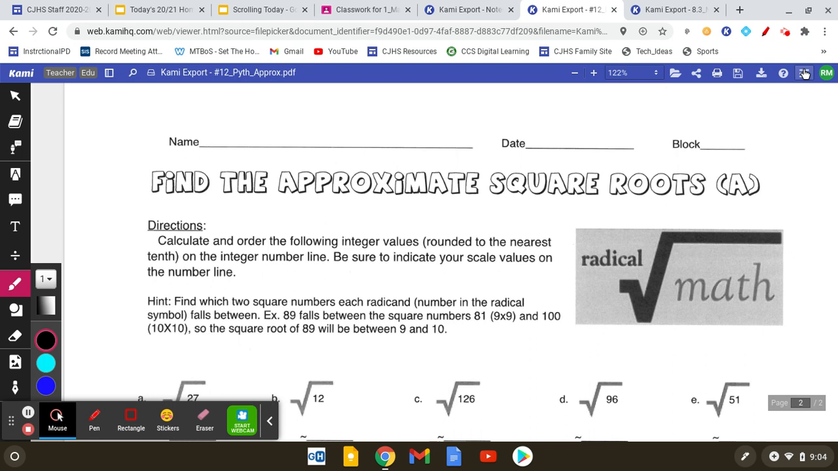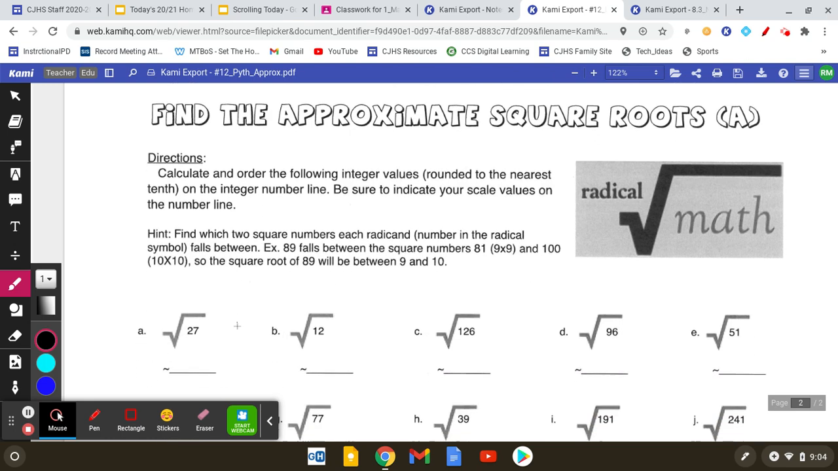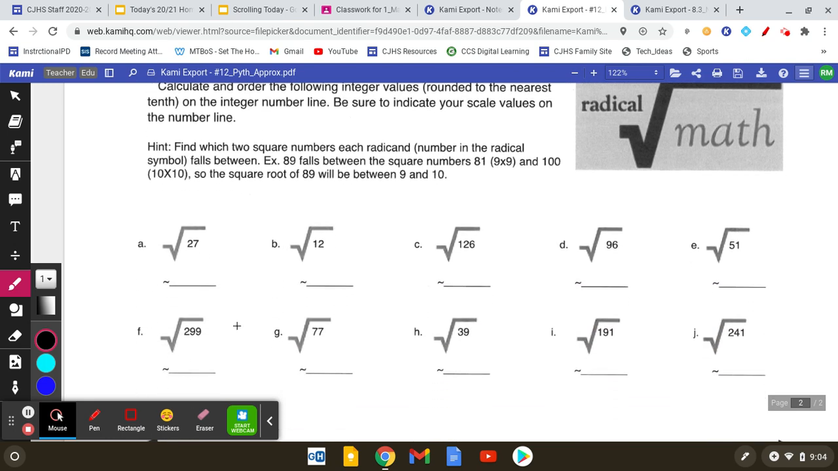You guys kind of remember this? Okay, so 1 times 1 is 1, 2 times 2 is 4, 3 times 3 is 9, and so forth. So these are called perfect square roots because it's a perfect whole number. The ones on our paper are not perfect. The ones on our paper we need to approximate.